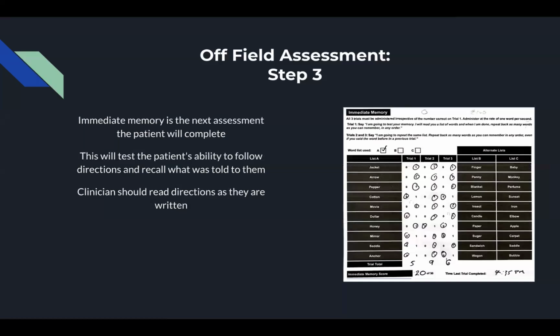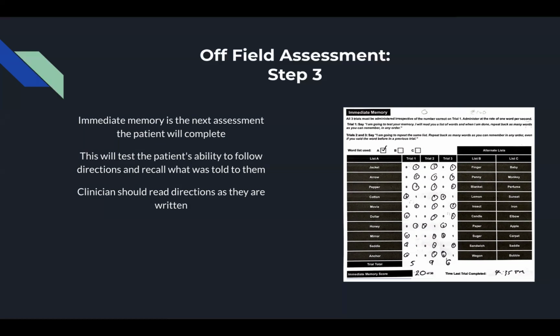So moving on to what we did with our assessment. As you can see, I'll read the directions. The clinician would look at the patient and say, I'm going to test your memory. I will read you a list of words, and when I'm done, repeat back as many words as you can remember in any order. As you can see indicated on the sheet, we use list A. So as a clinician, you would say jacket, arrow, pepper, cotton, movie, dollar, honey, mirror, saddle, and anchor.